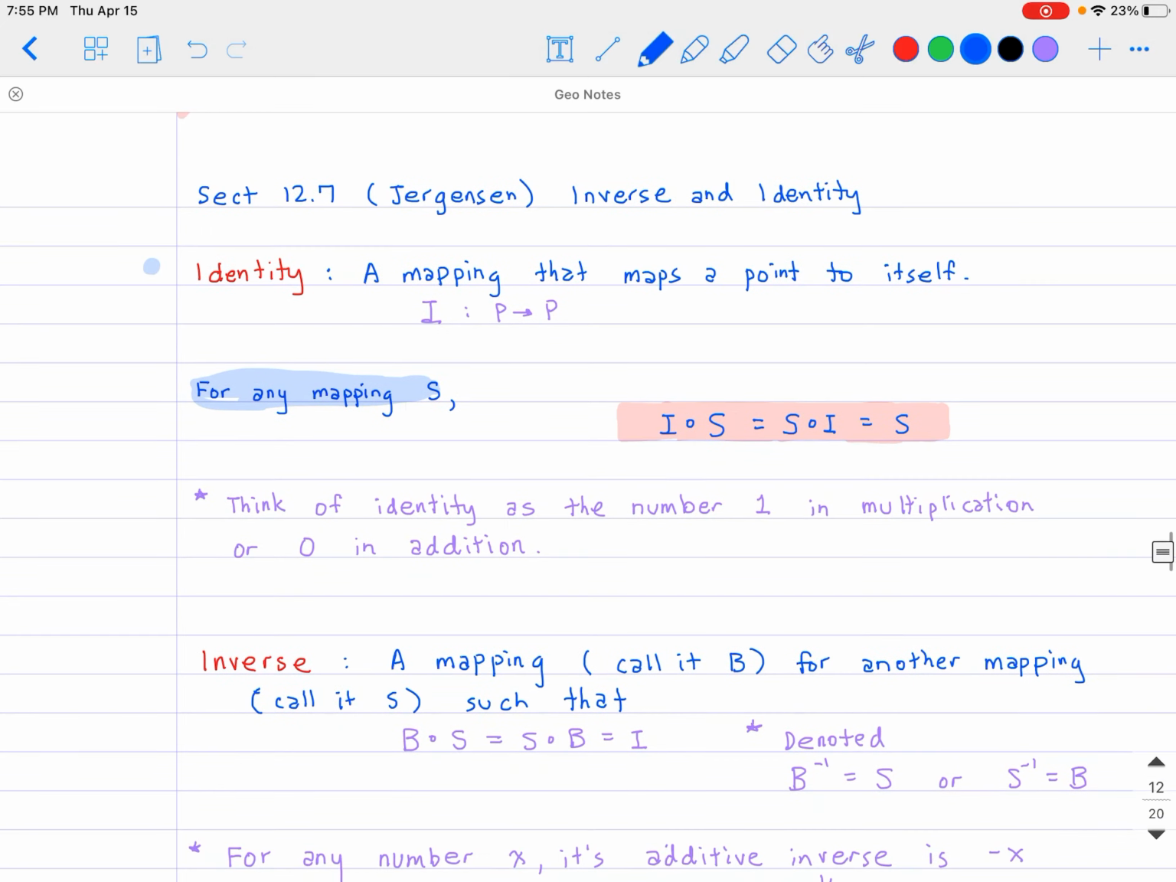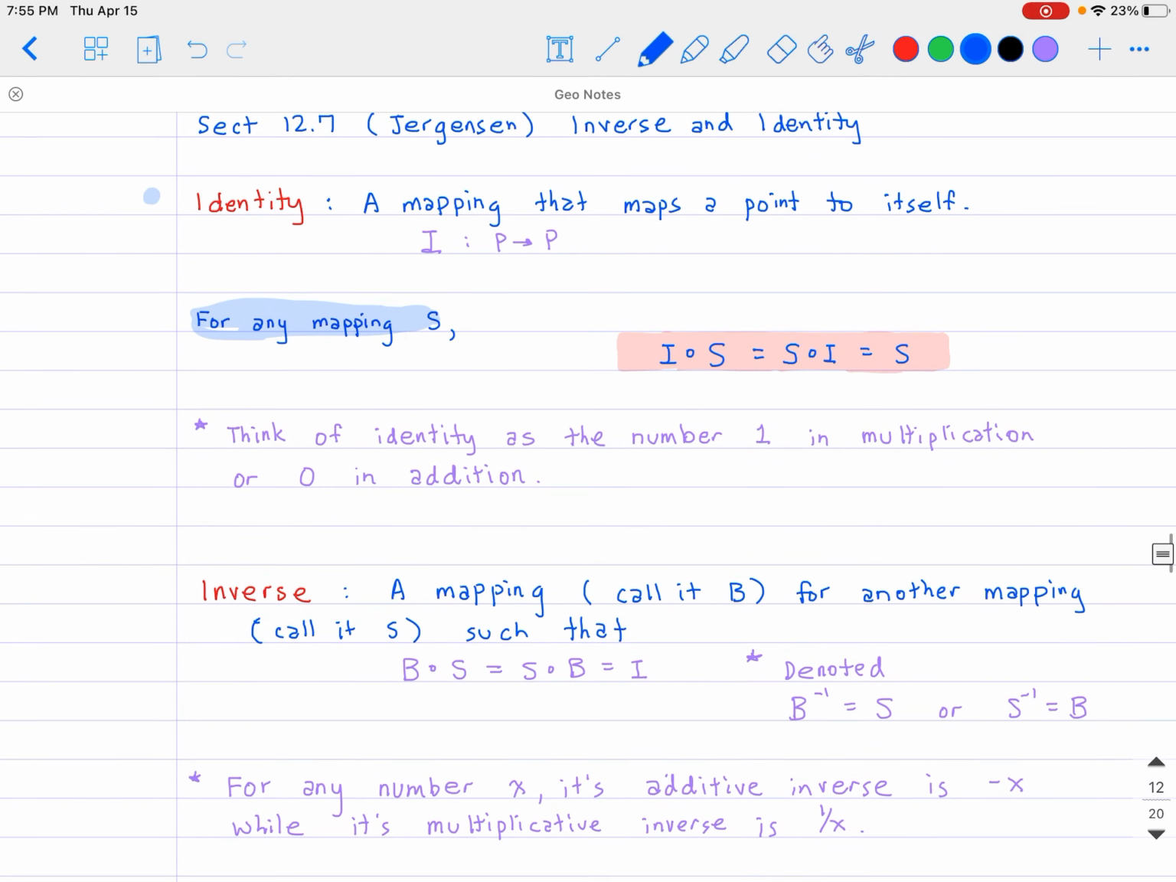Okay, so you're wondering, what's the point of having this identity? It's kind of useless, right? You're not doing anything to that point, just saying that it's going back to itself. Well, it's because we need to use the identity as a definition to define what an inverse is.